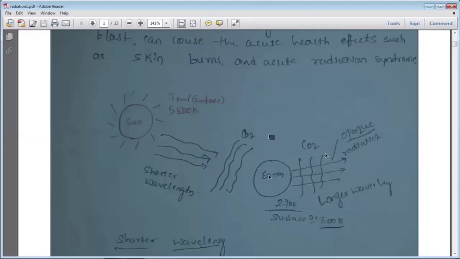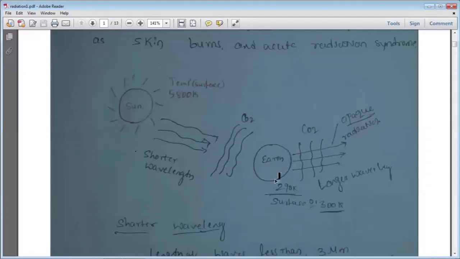Hence the temperature of the earth increases, because the longer wavelength does not pass through the CO2. Whatever the sun radiates, the shorter wavelength radiation at around 5,800 Kelvin, CO2 allows to fall on the earth. Then in return, the earth radiates longer wavelengths. Longer wavelength means the length of the radiation will be more. That is called longer wavelength.